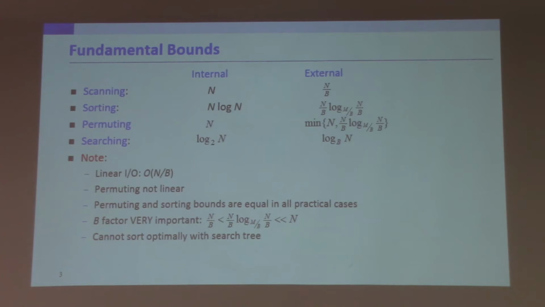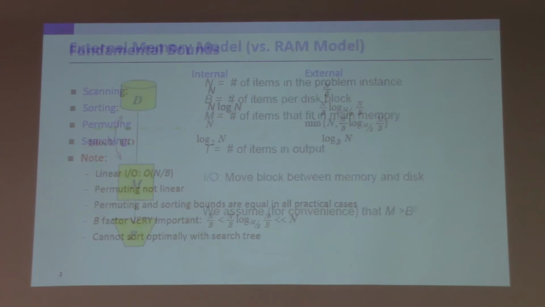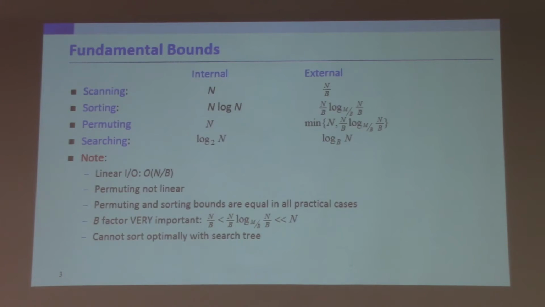Now let's look at some fundamental bounds, once that's being set up. By internal, I mean the RAM model. What's the cost of doing a scanning operation in internal memory, in RAM? Meaning scan all records. It's simply N, but note that here, this N doesn't represent N I/Os. It represents N memory accesses, N operations. It's not equivalent to N I/Os. You have to pay attention to that.